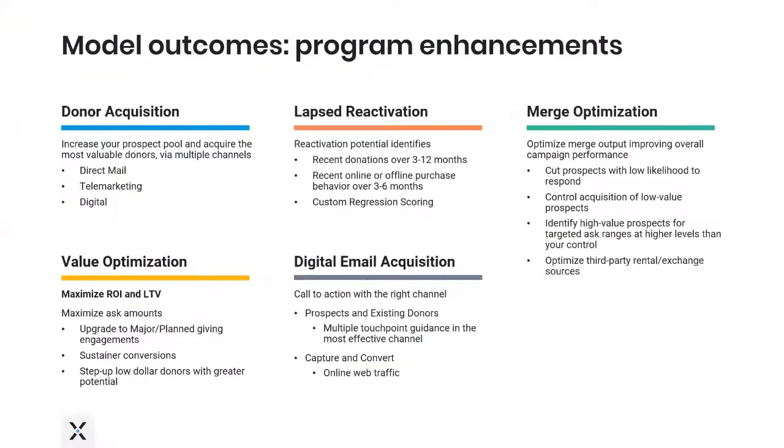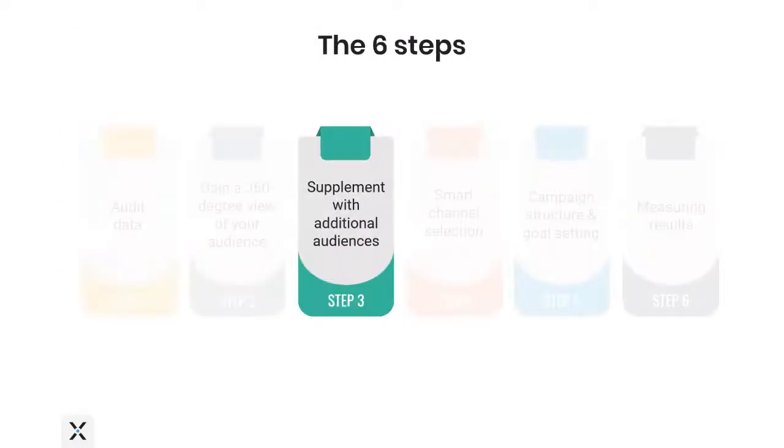So then we get to the next thing, right? What do we do with it? Acquisition, email acquisition, lapse. We know how to use models, but the question is once we do the model, how do we get the additional audiences? That's really the next important part.